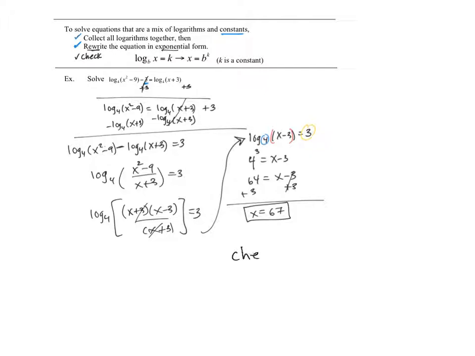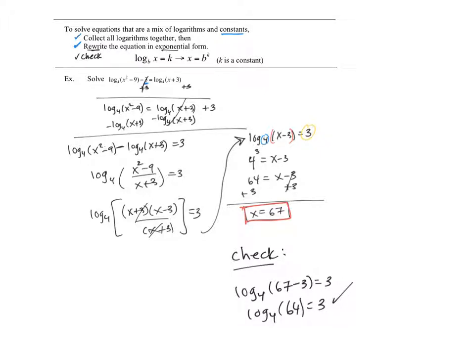And then when we go to check, it does work out because we've got log base 4 of 67 minus 3, and that's supposed to equal 3, which it does because log base 4 of 64 is indeed 3. Okay, so that is a true solution there. Good. Excellent. Okay, so done and done.